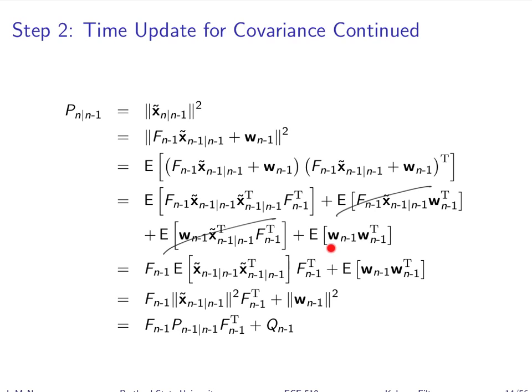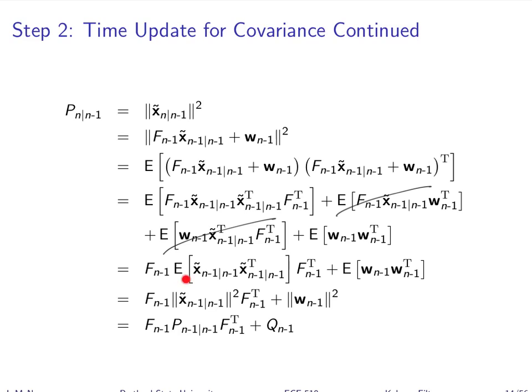And the fourth and final term of that product is just the process noise covariance, which we assume is known. It's part of our process model. So that's just Q of n minus 1.